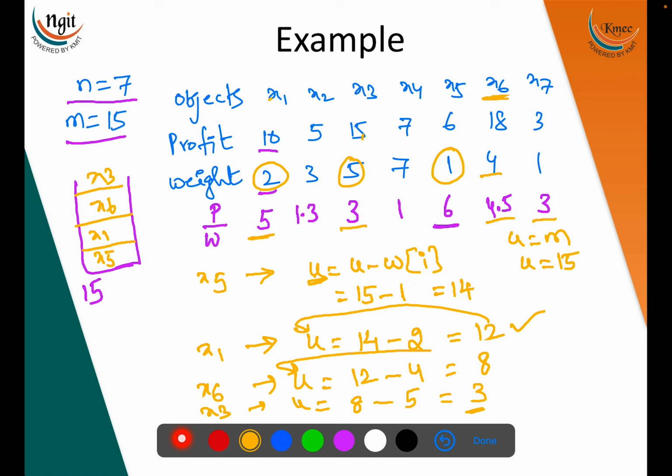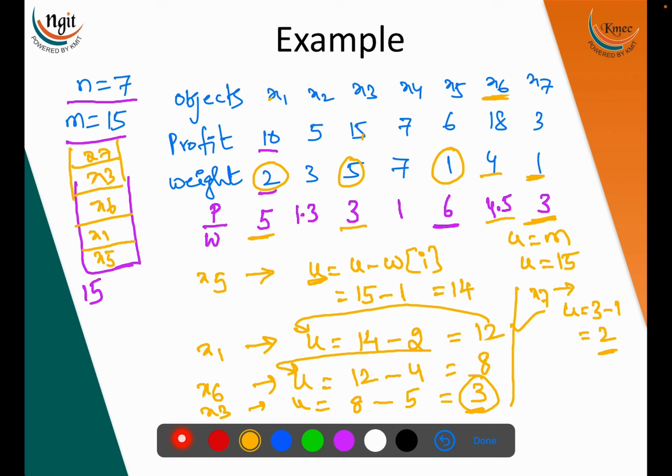If I place the next item X7, 3 minus the weight is what? 1. Yes, I am doing right only. 3 minus 1, that means X7, right? Now I am placing X7. So place X7. U value is what? U minus Wi. Your U is updated to 3. Weight of this is 1. 3 minus 1, now 2. So after you place X7, you still have a place in the bag of 2 kgs.